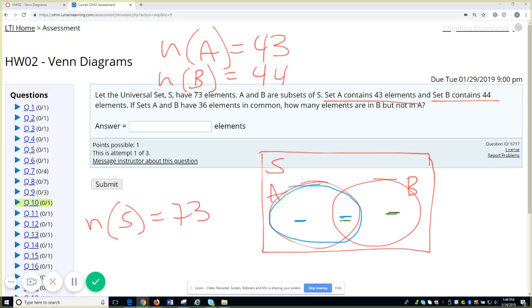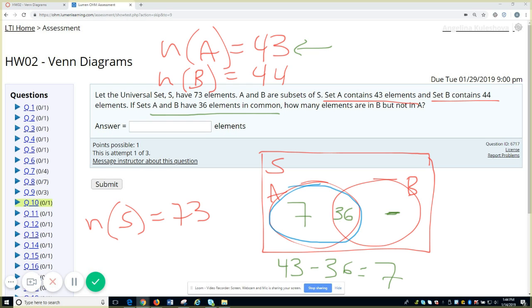We're also given that A and B have 36 elements in common. So that means we can place that number in the middle. So there's 36 elements in common. Knowing how many elements are in common allows us to fill in the rest of the Venn diagram. Since set A has a total of 43 elements, if I take away the number of elements that are also in B, that leaves me with 7 elements. So there's 7 elements that are just in A.